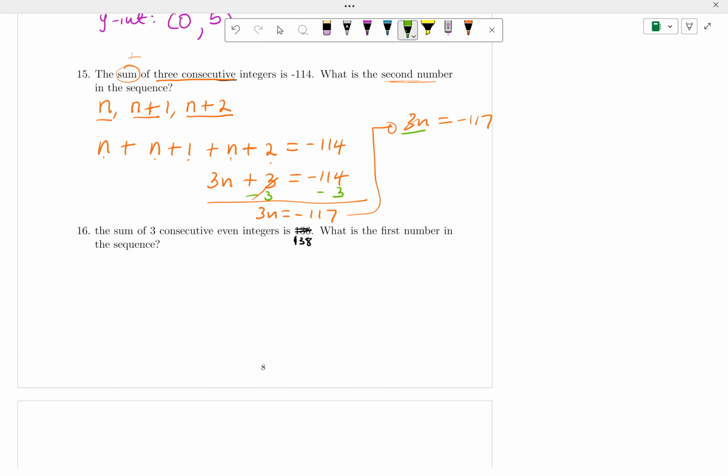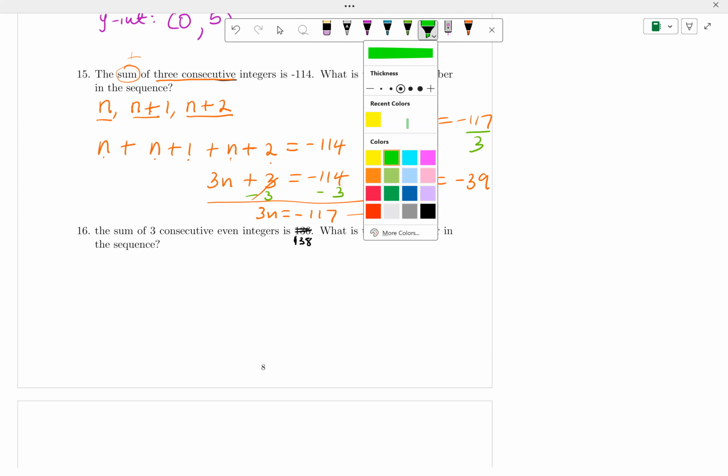I'm going to divide each side by 3 to get n by itself. So we end up having n equals, what's that? Negative 39? Got it. So be careful here, folks. This question was asking you to determine the second number.